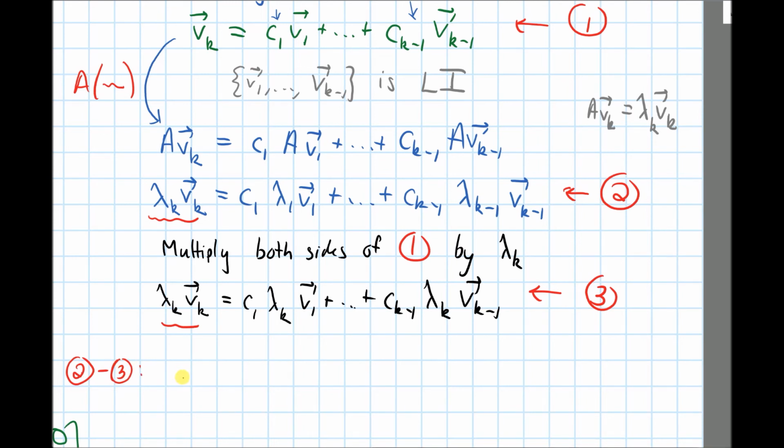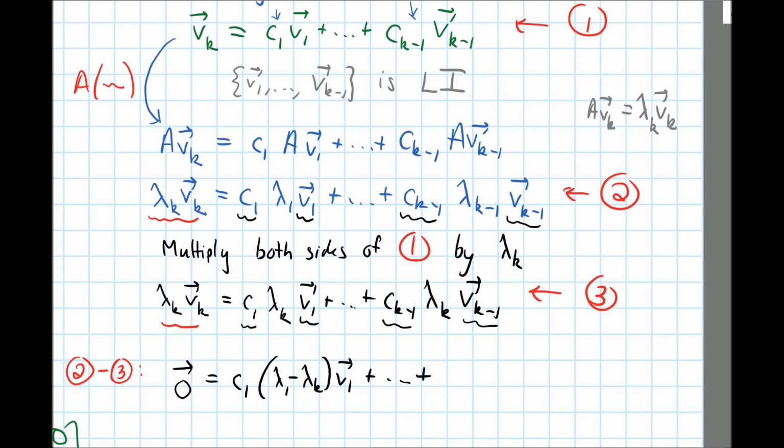And if I do that, I get the 0 vector on the left. On the right hand side, I notice that both of these terms have a c1, so I can factor that out, and both of them have a v1, so I can factor that out. And I'll get c1 times lambda 1 minus lambda k times v1 plus ... plus, and then going to the last terms that I'm going to subtract, they both have ck minus 1 and a vk minus 1 in common, so we'll be able to factor those out. I'll get ck minus 1 times lambda k minus 1 minus lambda k times the vector vk minus 1.